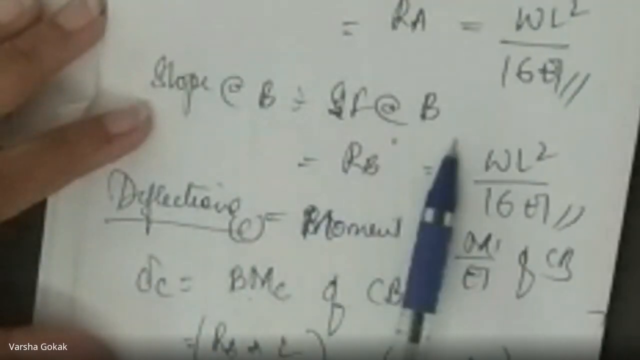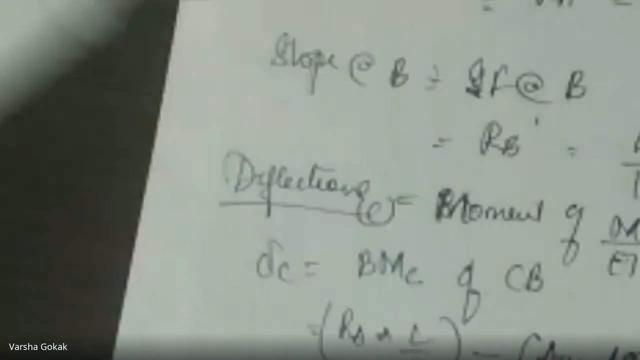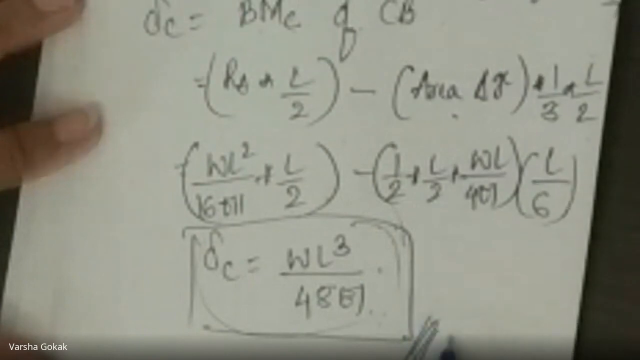Based on that, you will calculate the slope. Slope is going to be the value of RA only, and slope at B is the value of RB. When calculating deflection, it is the moment of the M by EI diagram. So when I take moments, it is going to be the bending moment at point C of the conjugate beam. This is your conjugate beam. So RA into L by 2 minus this load because of the triangle into 1/3 of L by 2. Substituting the values of RA and so on, we get the deflection at point C.